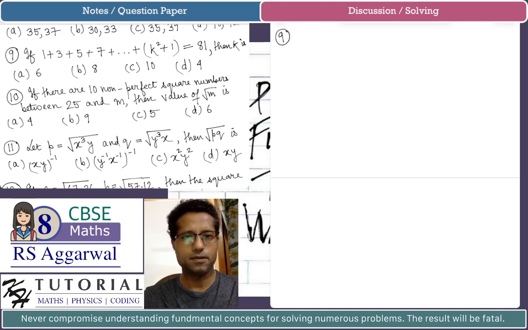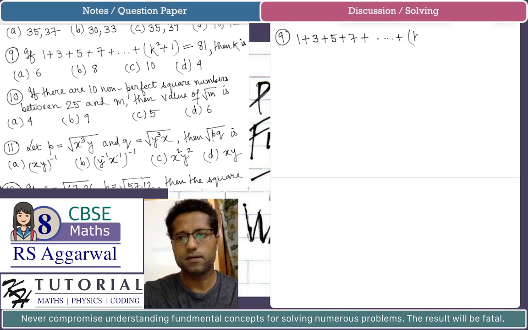Problem number 9 is given. Okay, so what is given? 1 plus 3 plus 5 plus 7 plus dot dot dot plus k square plus 1 is equal to 81. Then k is.